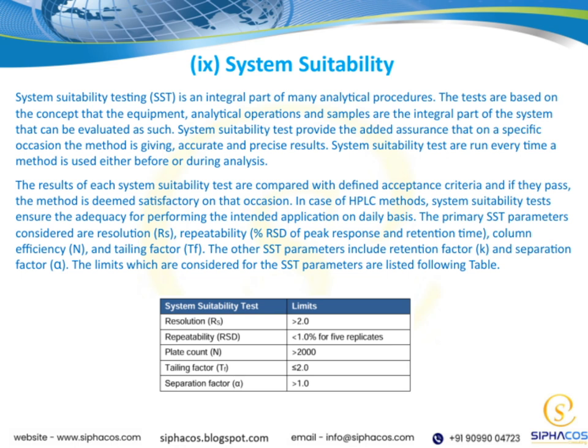For example, in HPLC methods, SSDs confirm that the system is ready and capable of performing the analysis reliably on a daily basis. Some of the primary parameters we look at include resolution, which tells us how well two peaks are separated, repeatability, measured by the % RSD of peak response and retention time, column efficiency, indicated by the N value, and the tailing factor, TF, which shows peak symmetry.